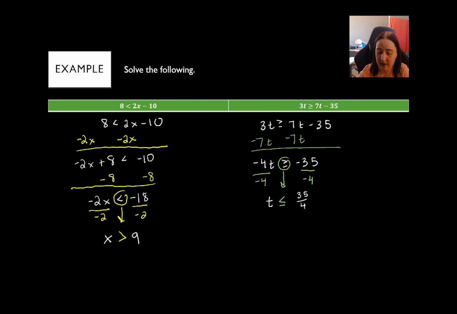And in interval notation, this is going to be negative infinity, comma 35 over 4 with a bracket because it's a less than or equal to. And then it's smaller, so I have to have negative infinity there.